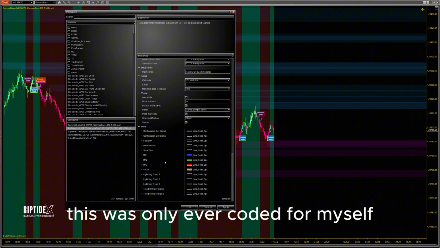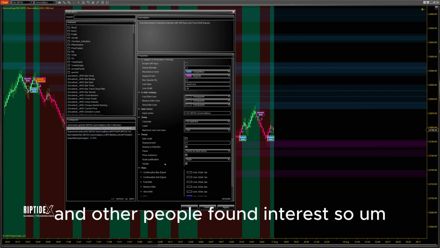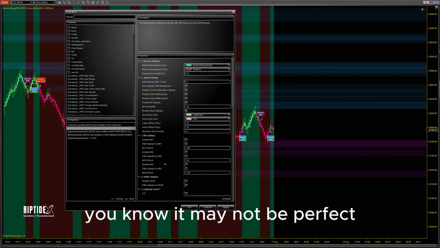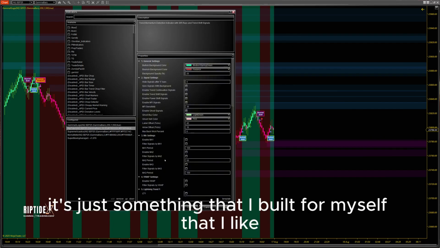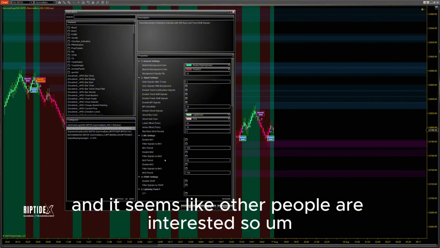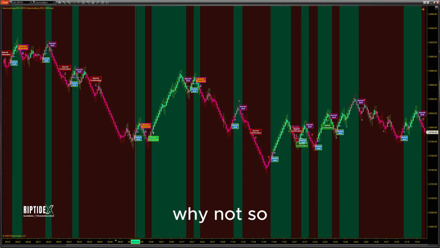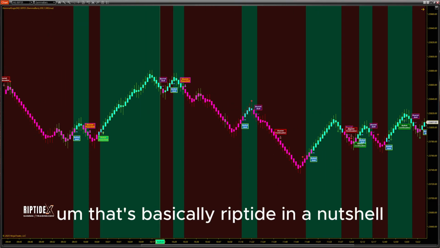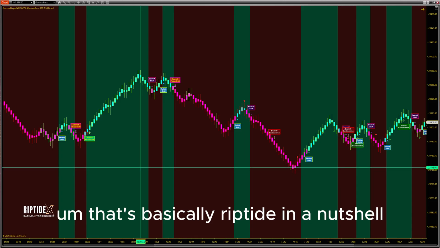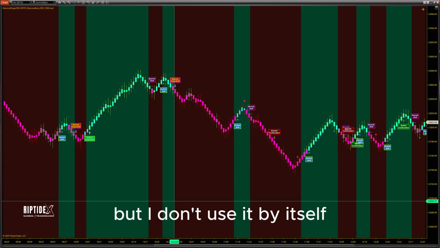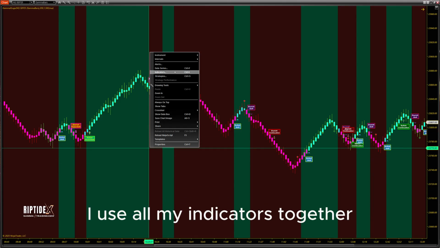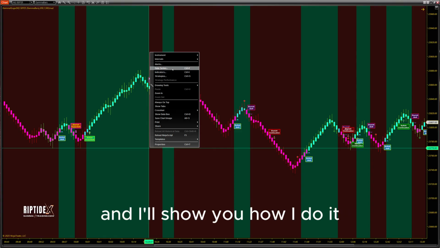And this was only ever coded for myself, and other people found interest. So it may not be perfect. It's just something that I built for myself that I like, and it seems like other people are interested. So I'll share it. Why not? So that's basically RipTide in a nutshell. But I don't use it by itself. I use all my indicators together, and I'll show you how I do it.